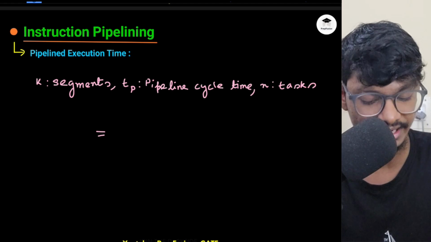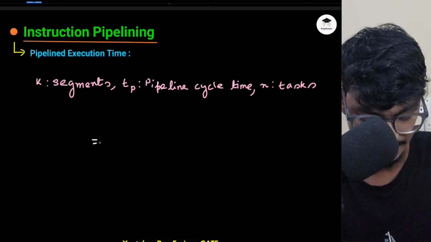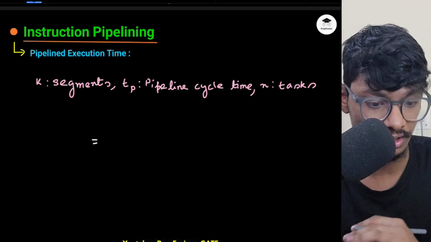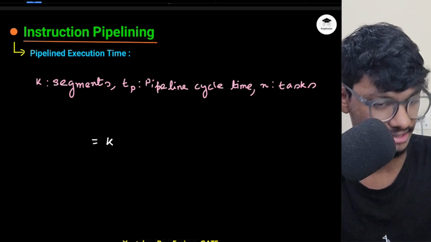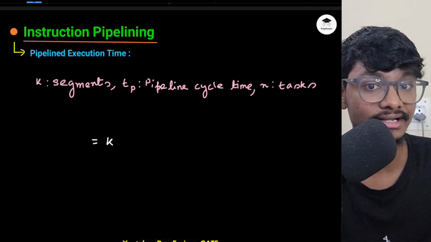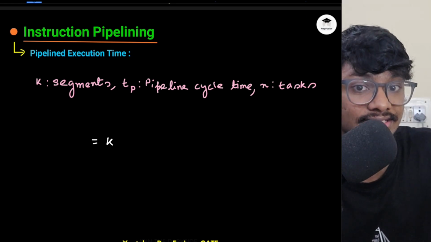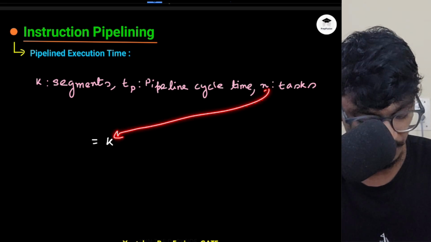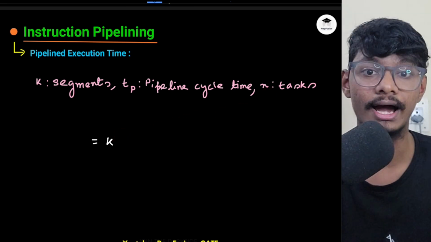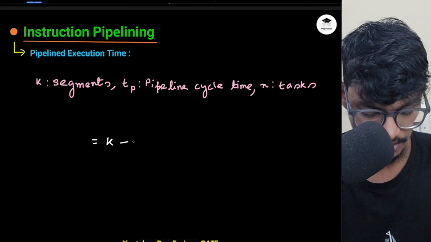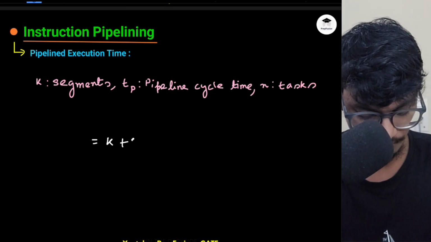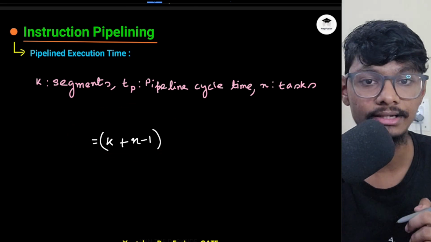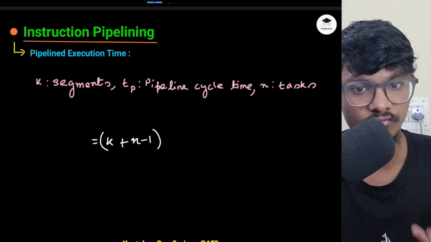For the first instruction, how many cycles will it take to totally execute? It will take k cycles. Then how many cycles will it take to execute the remaining instructions? In total I have n tasks. I have already finished one of the n tasks, so how many tasks are left? I have n minus 1 tasks. So it will be plus n minus 1. So this is the number of cycles that the pipeline processor will take.